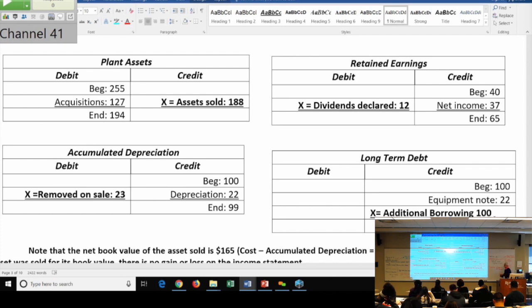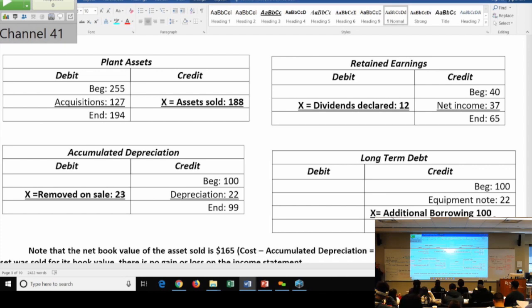Two balance sheets, get the changes and classify them. Income statement, look for information that you're going to need: gains and losses on sale, depreciation. Look at all the additional information. Only investing and financing accounts need to be analyzed.